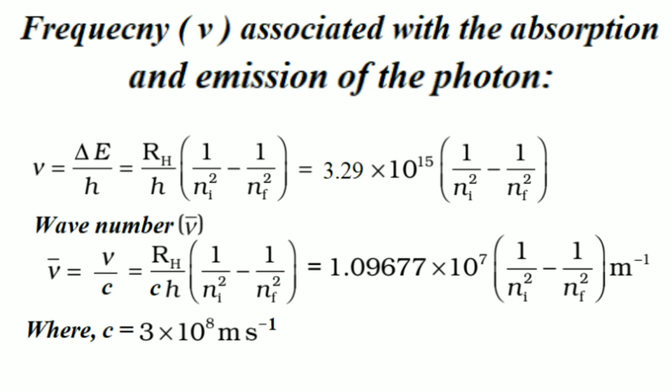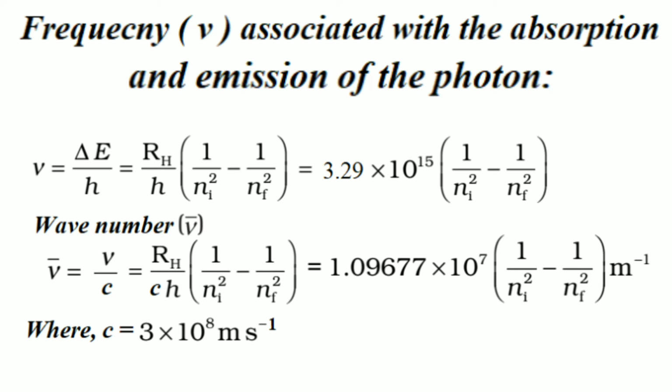Frequency associated with the absorption and emission of the photon. As we know from Planck's energy frequency relationship, frequency is associated with the energy by this expression, that means nu is equal to delta E upon h, where h is Planck's constant. As I previously calculated the value of delta E, that is the energy difference between the final orbit and the initial orbit, and put this value, we get finally 3.29 into 10 to the power 15 into 1 upon Ni square minus 1 upon Nf square.